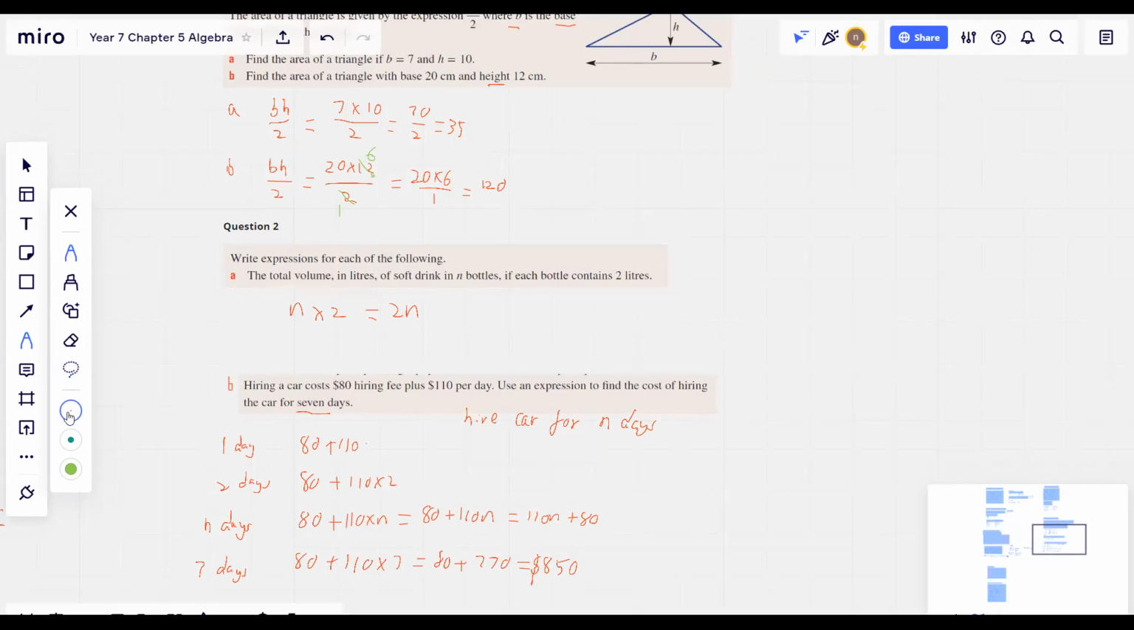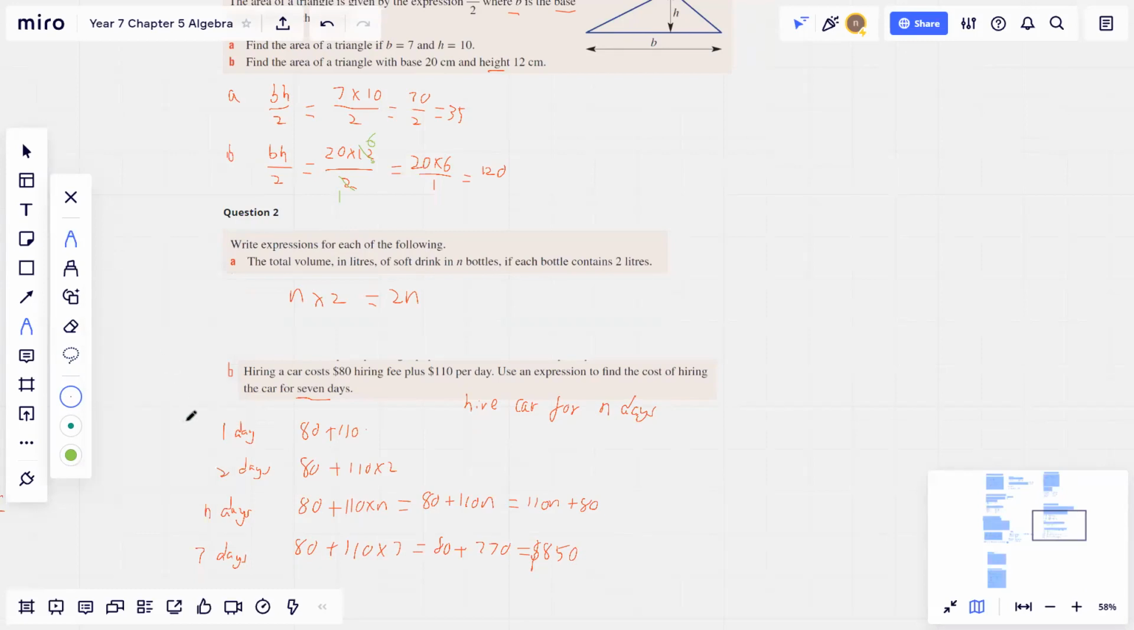For this part, you do not have to write this one. I just show you how this works. In your answer, you should include this one and this one. Let me know if you have any questions.